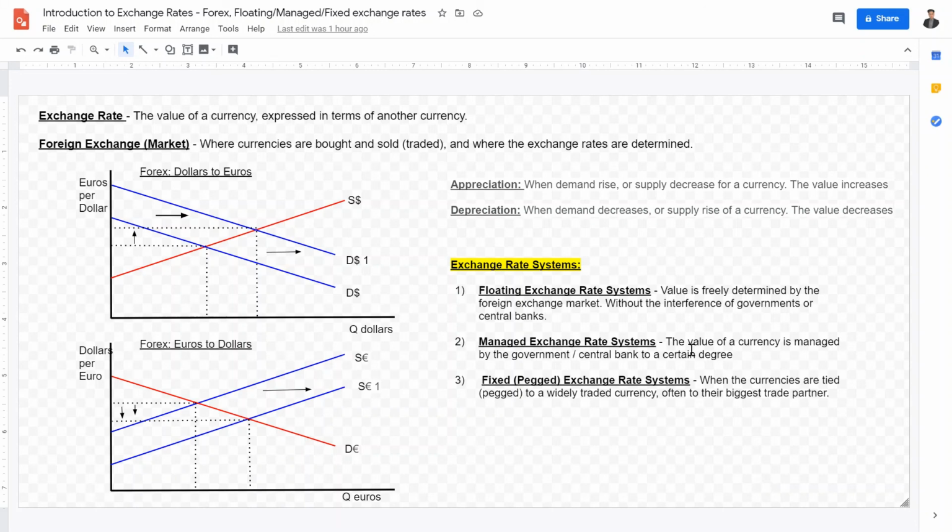So these are the exchange rate systems, the different systems that we'll be examining in this unit, as well as a basic overview of what the Forex market is, the exchange rate, appreciation and depreciation, just major and crucial ideas in this unit.